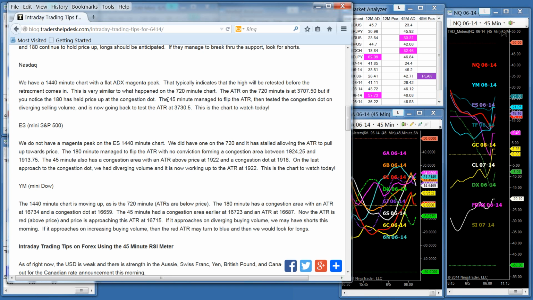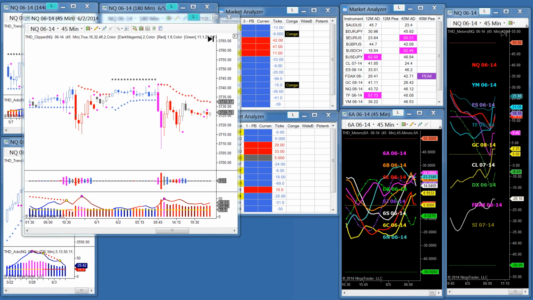The 45-minute managed to flip the ATR, then tested the congestion dot on diverging selling volume. And it is now going back to test the ATR at 3730.5. This is a chart to watch today. That was written at 7 o'clock in the morning. So I know yesterday the 45-minute was the chart to watch.